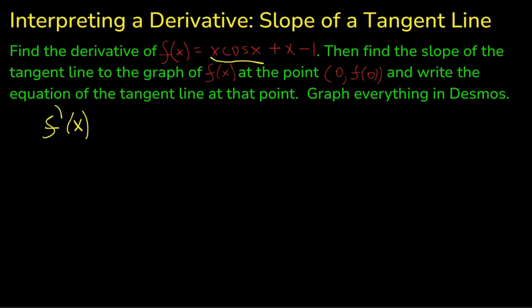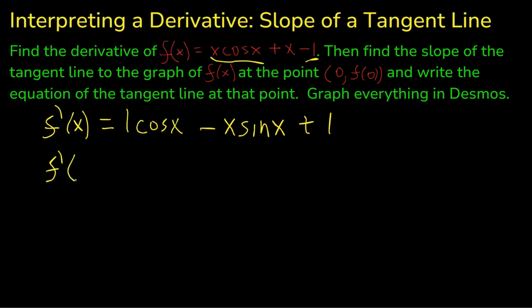And since it's x times cosine x, we'll need to use the product rule: derivative of the first times the second, plus the first times the derivative of the second. And since the derivative of cosine is negative sine, I'll put the negative there, plus the derivative of x is 1, and then the derivative of minus 1 is going to be 0. So the slope is the derivative evaluated at 0. Cosine of 0 is 1, minus 0 times sine of 0 would still be 0. So we're going to get 2.